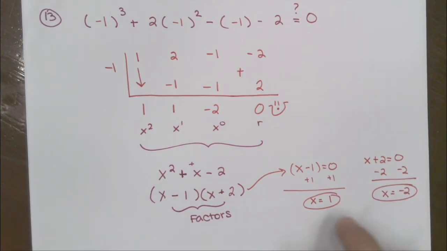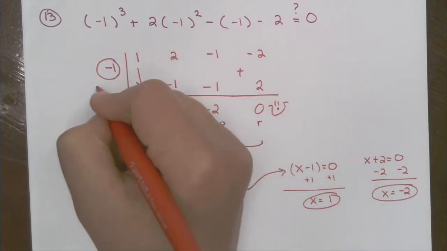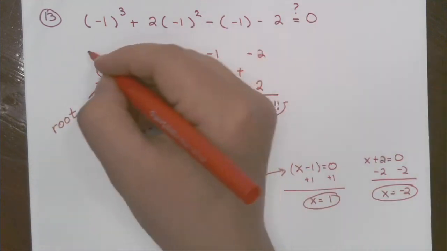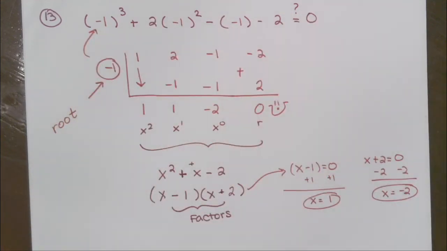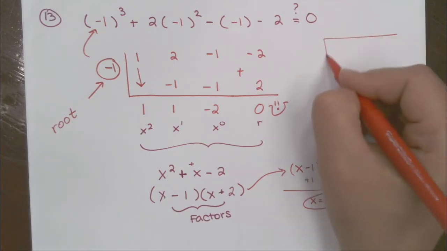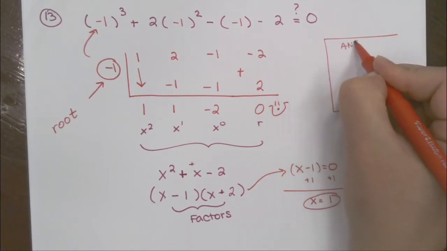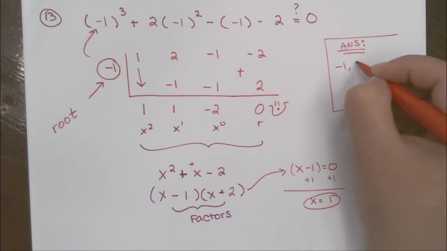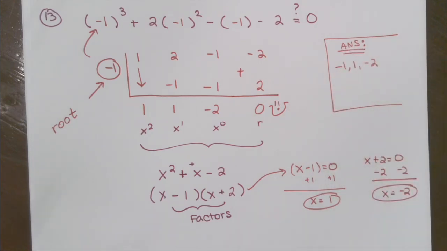Okay, so we got a negative 2, we got a 1, and this one right here using synthetic division is also a root. That's the one that worked here. So we have 3 roots. Here's our answer. These are all rational, no complex. So we got negative 1, 1, and negative 2. The order really doesn't matter. Usually we do smallest to largest, but I'm noticing it didn't work. So the answer was C, right? C. Okay, so we did 12, 13.